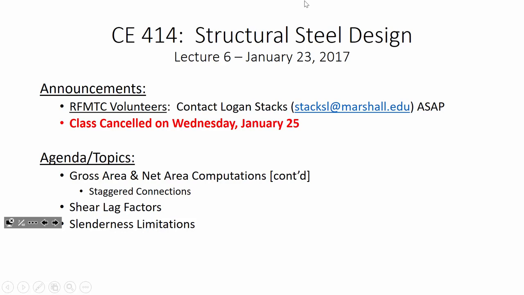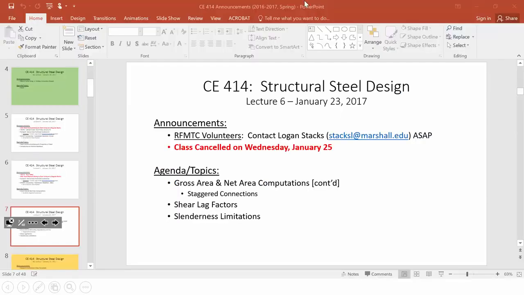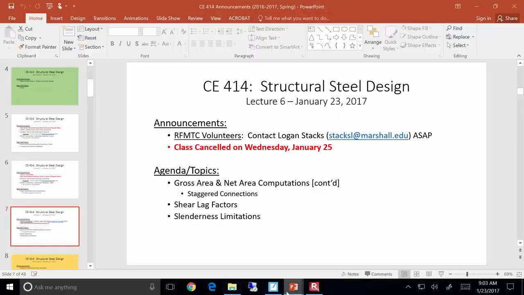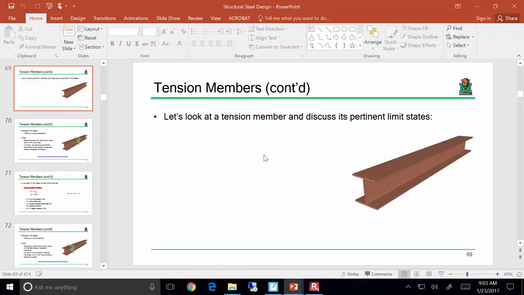So what I'd like to cover today is this. I'd like to get back into gross area and net area computations. I'd like to also delve into shear lag factors a little bit and get into slenderness limits, because that'll set the stage for a full-blown tension member analysis, and then after that, a full-blown design example. But before I get into that, does anybody have any questions about the gross area and net area stuff we did last time? Because I want to bring that into the big picture aspects of what we're talking about. Everybody good so far? Okay. So let me try and explain why it is we're talking about a lot of this stuff. So I want to go back to this.